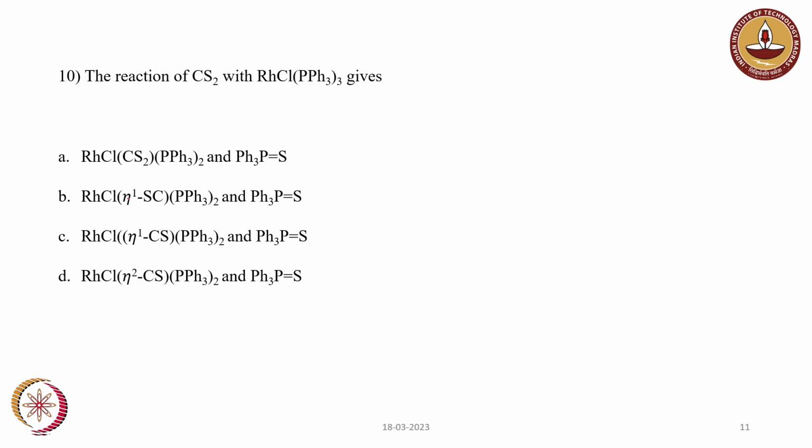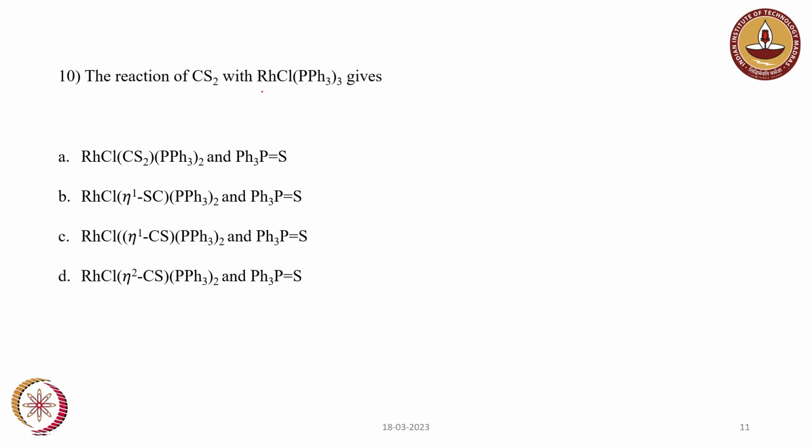So here the notation eta represents the number of electrons provided by the ligands. So here SC implies the sulfur is coordinated to RhCl(PPh3)2 through sulfur and it provides only one electron. Here it's eta 1 CS, which means this CS is coordinated through carbon and it gives only one electron. And here it's eta 2 CS, it means it is coordinated to rhodium through carbon and it gives two electrons.